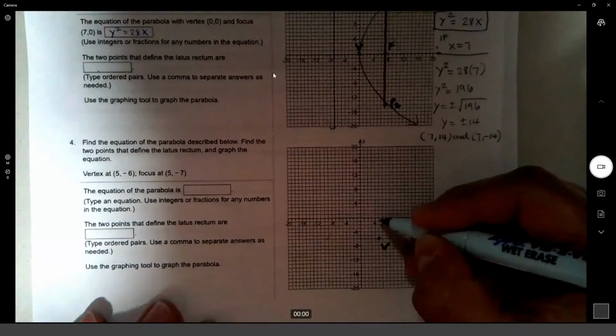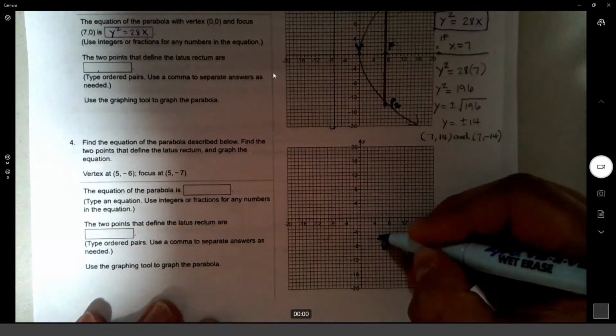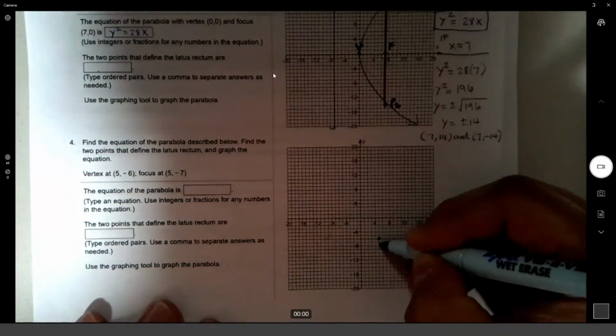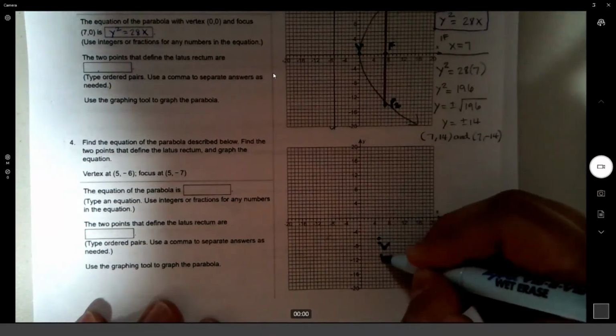Oh, they could not have made it any closer, huh? Wow. Okay.